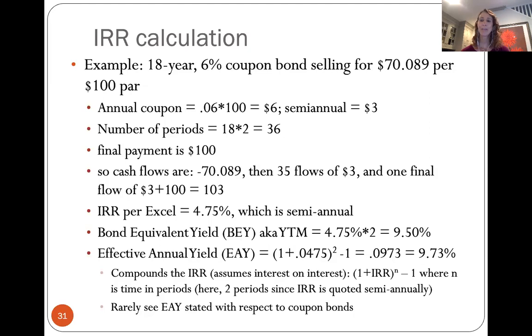And that would be the information that would be given if instead I didn't give you the price and said, go price the bond. I would say the bond equivalent yield, the YTM is 9.5. You would divide it by 2 and go use it in the formula. You can also compound that number, which is not typically stated, but is something you should know how to do. We call that the effective annual yield. We're going to take 1 plus that 6-month rate, square it, and subtract 1. And obviously the effective annual yield is higher because there's compounding involved.